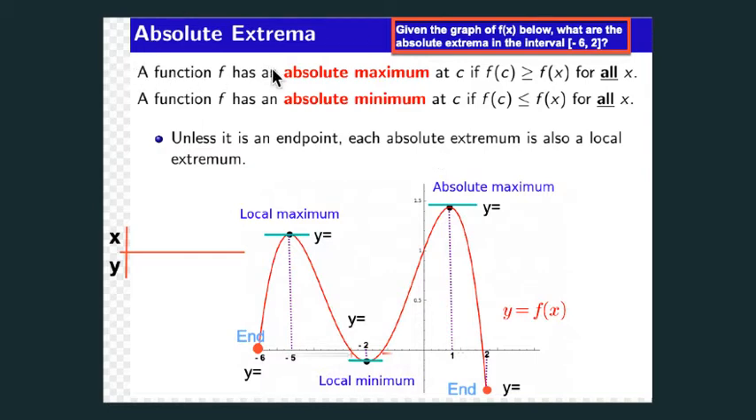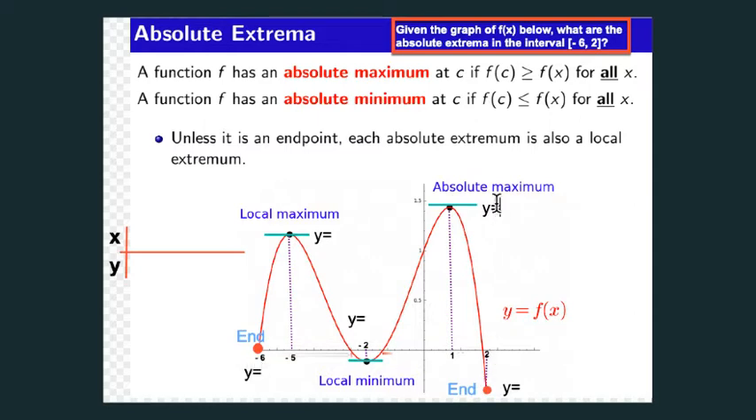So what's the definition? The function f has an absolute maximum at c. That means the x value of c, if, when I sub in c to f, it's greater than all the other y values. So if we look at this, if I was to sub in x equals 1 into this graph, if I had an equation, I would end up with a y value that's bigger than any other y value in that interval from -6 to 2.